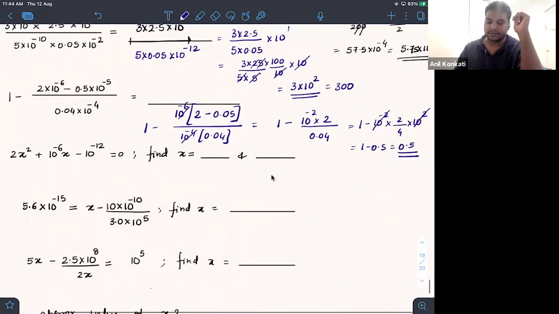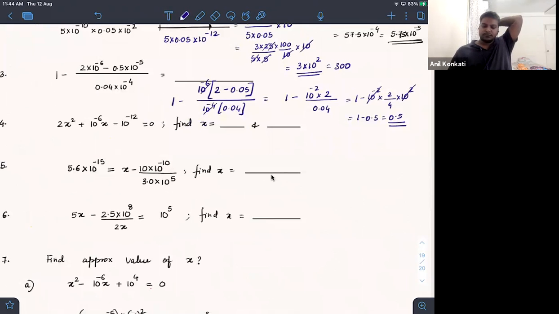Okay, make a note. This is what I asked you the other day. Please learn the approximations. Write it down. ऐसे terms 10 power 1 minus 6 minus 3 minus 10 minus 20 इस लेवल तक आपको सॉल्व करना आना चाहिए.